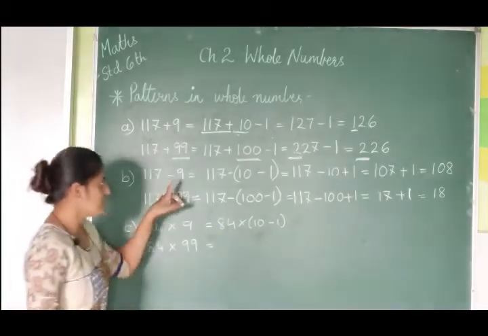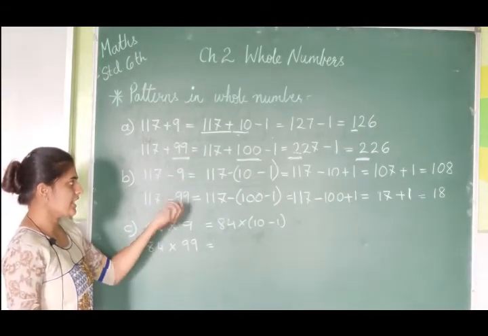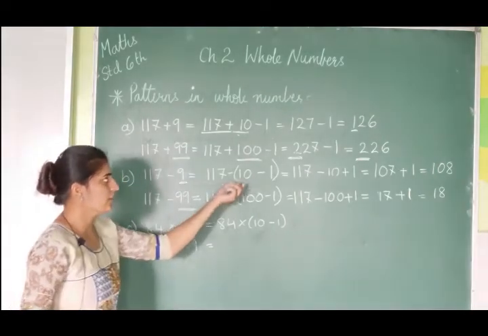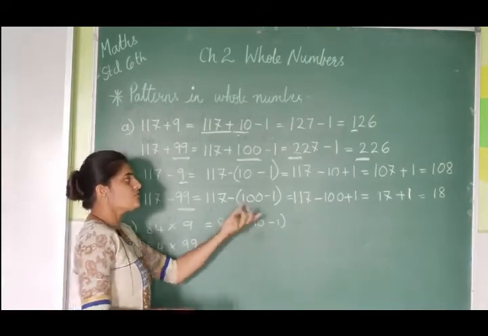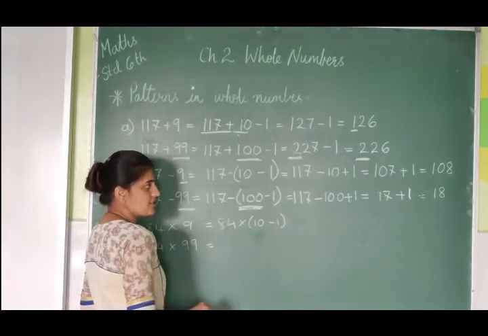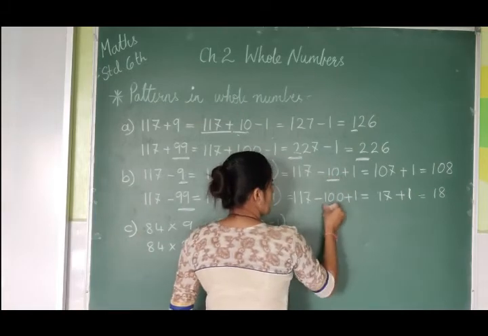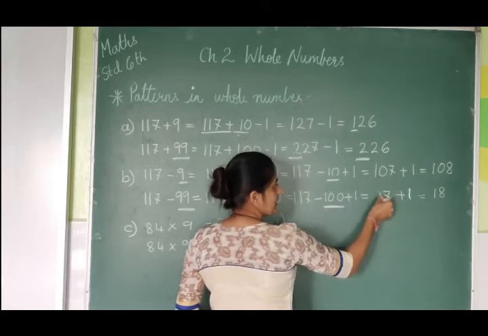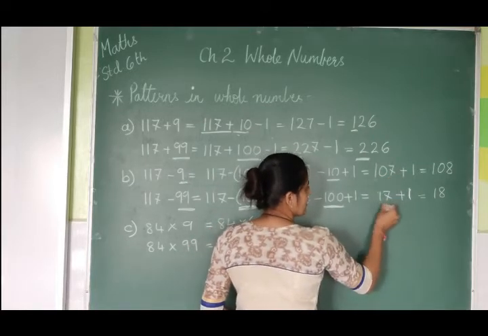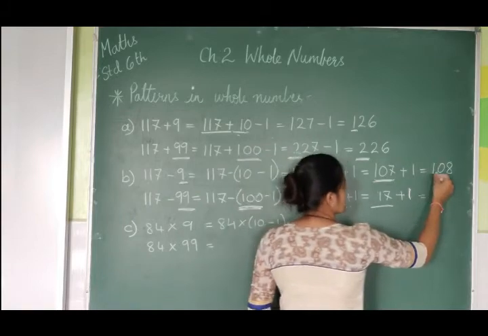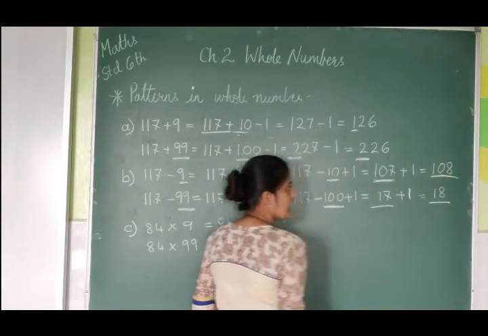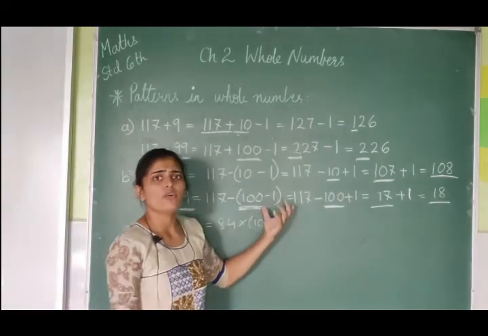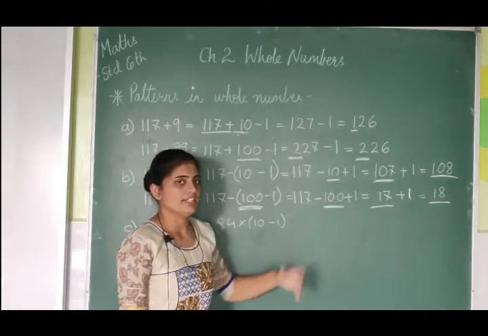Here you can observe the pattern: here it was 9, here we have taken one more 9 added to it, so 99. Here 10 was there, now 2 zeros are there, means 100. That much change is done. Here it was 10, here it is 100. Here it was 107, and here it is 17, and here it was 108, and now we are getting 18. These are the changes in the patterns. You have to observe them carefully and then only you can get the patterns.